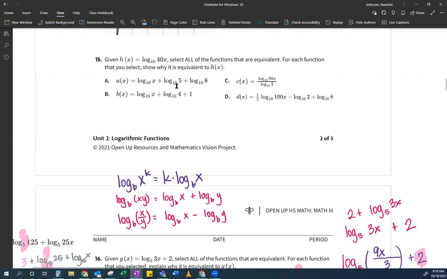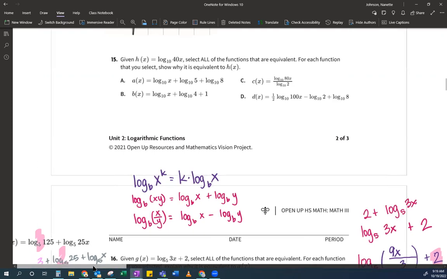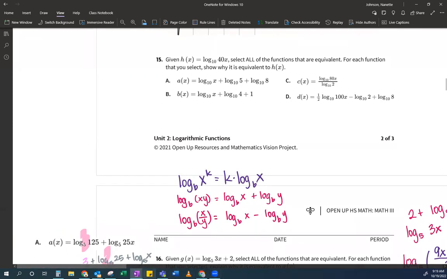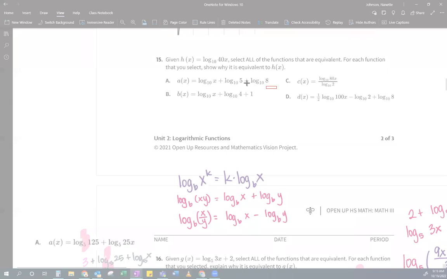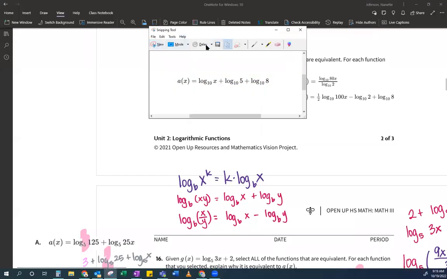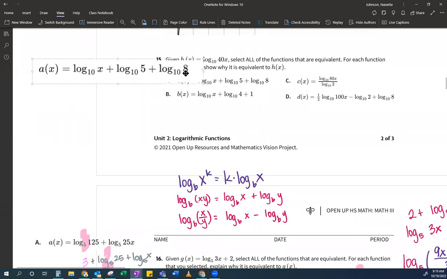So I'm just going to start with this one just because it's the first one. I'm going to scoot it over here so I have more room. I'm going to be a little bit on the lazy side and just snip it so I don't have to type it all again. Okay, so when I have this here, the very first thing that I notice is that all of these logs are the same. Log base 10, log base 10, log base 10, log base 10. That's the first thing. If they don't have the same bases, then it's broken. I can't put it together like that. I can't condense it. So the first thing that goes through my mind is, oh, log base 10 of x plus log base 10 of 5 plus log base 10 of 8. That's like this guy right here.